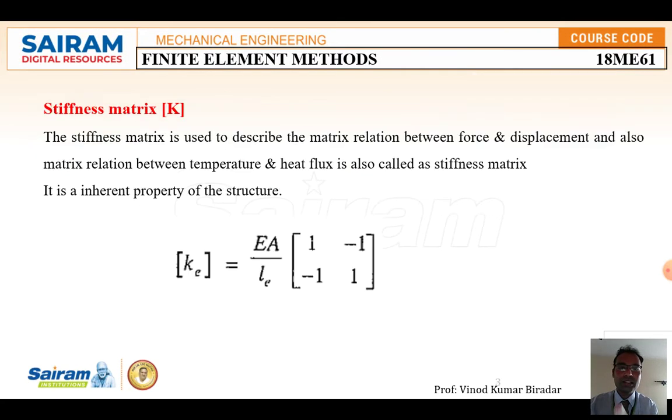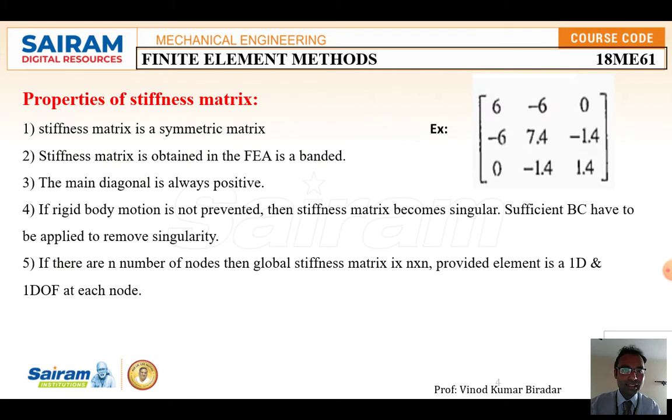Okay, so that condition should be satisfied. That is the first property of the stiffness matrix. Coming to this, the stiffness matrix obtained in FEA is a banded matrix, that is, a stored element. It is a banded matrix, and the main diagonals are always positive. Look here, the main diagonals are always positive.